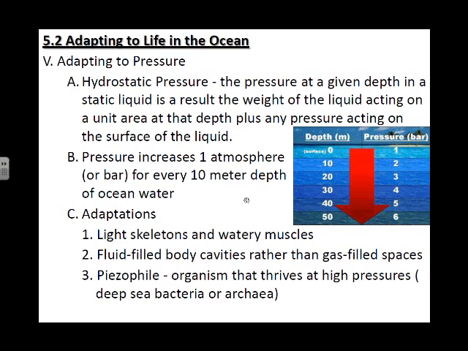Well, pressure will increase 1 atmosphere, or 1 bar, every 10-meter depth. So notice at the surface, there's 1 atmosphere, 1 bar of pressure. As you go down 10 meters, now you're experiencing 2 atmospheres, or 2 bars of pressure. Because not only do you have the pressure of the atmosphere on top, you have the pressure of 10 meters of water. And so here's the algorithm that you can use to calculate how much pressure is experienced. So at 50 meters, it's basically 6 bars or 6 atmospheres of pressure.